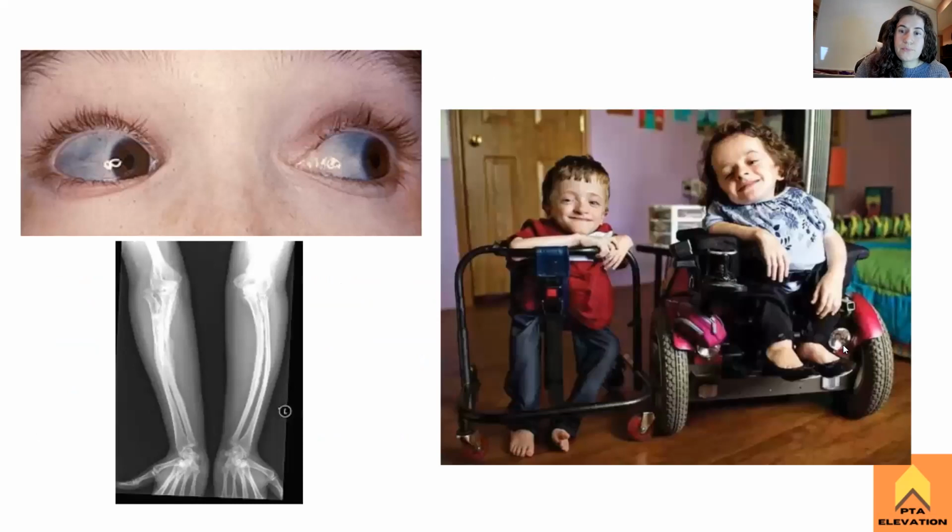So I have some pictures here. I have the blue sclera up here. It looks like literally the whites of their eyes are bruised. That's kind of what it looks like, so we have to understand that that's what's going on.